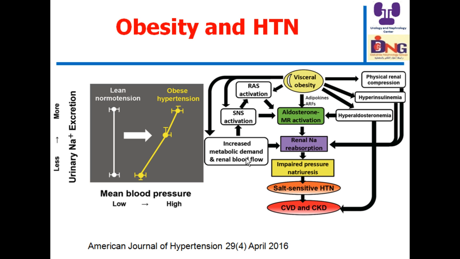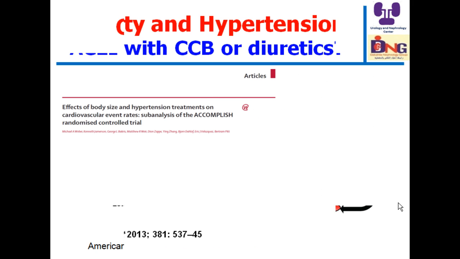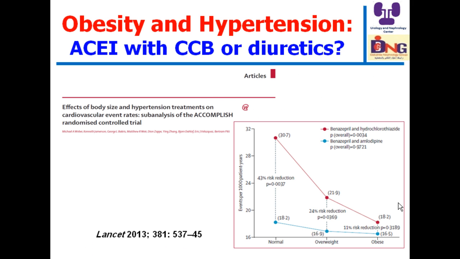If we treat an obese hypertensive patient, using diuretics is essential, combined with an ACE inhibitor rather than calcium channel blockers, because volume is important in obesity-induced hypertension.